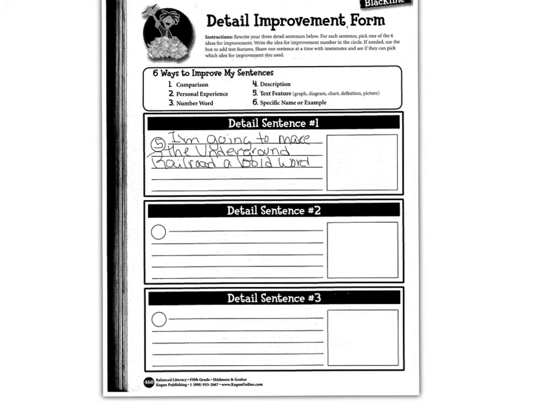That's one paragraph. Then I have to repeat this process again for paragraph 2 and 3. So, how many of these detail improvement forms are you going to need for all the supporting details? If you answered the number 3, you are absolutely correct. You are going to need 3 of these forms because you are doing 3 paragraphs and each paragraph contains 3 supporting details, 3 spaces, 3 forms, 9 supporting details, 9 improvements.